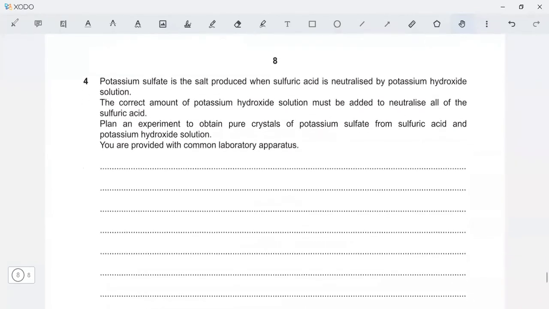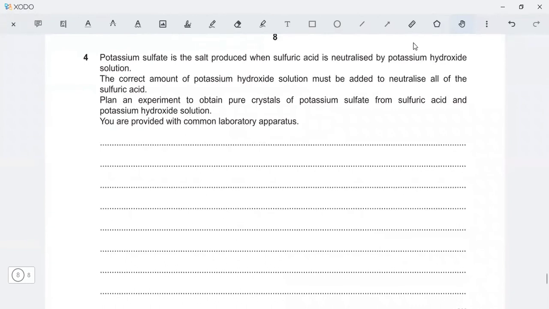This is the last question, and this is also very simple. Look at question number 4. Potassium sulfate is a salt produced when sulfuric acid is neutralized by potassium hydroxide solution. The correct amount of potassium hydroxide solution must be added to neutralize all of the sulfuric acid. Plan an experiment to obtain pure crystals of potassium sulfate from sulfuric acid and potassium hydroxide solutions. You are provided with common laboratory apparatus. So this is a plan and investigation question.